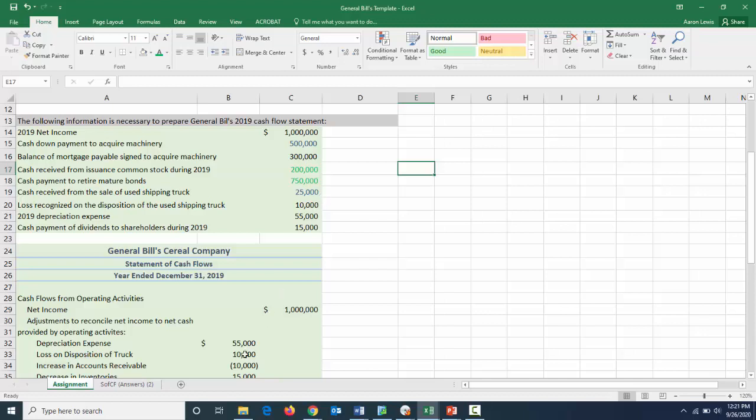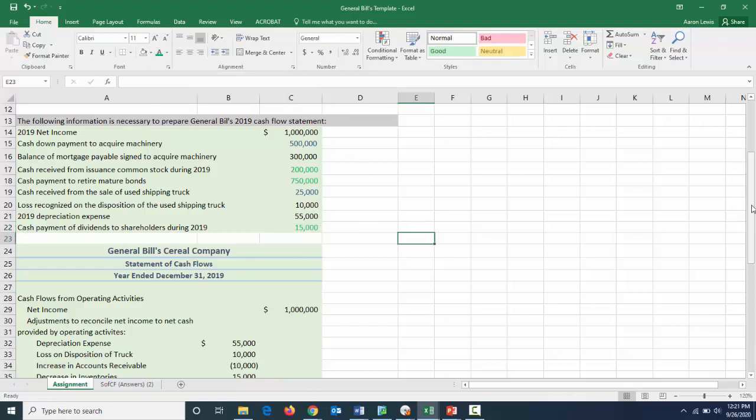The loss, all losses go in the operating section. No, not there. Depreciation expense, no, that went in the operating section as well. Then we have the cash payment of dividends to our shareholders. Well, that's related to equity. It's a withdrawal account, so it would go in the financing section as long as cash is involved. Is cash involved? Yes, we paid cash to pay those dividends.